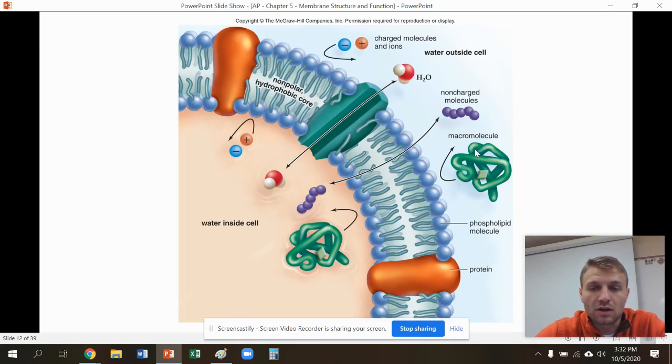Larger molecules aren't going to be able to easily cross. Think about this large molecule trying to get through all these phospholipids. It's going to have a tough time making its way through. Uncharged particles, yep, they can easily move past the membrane. Water typically goes through these aquaporins. Charged ions, again, have a tough time because they're usually polar or nonpolar.